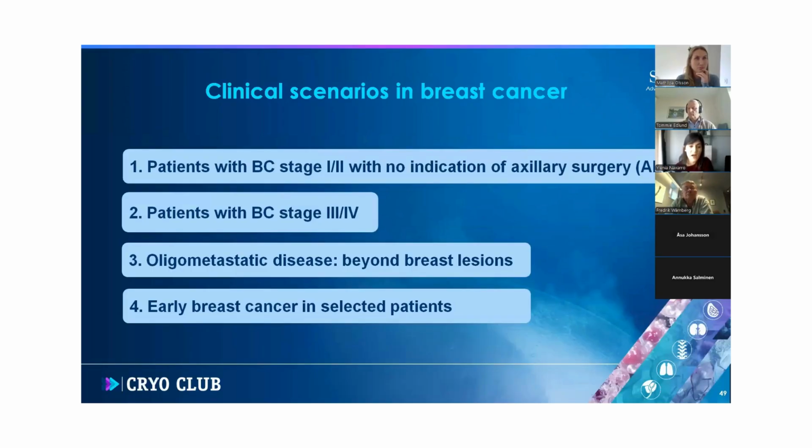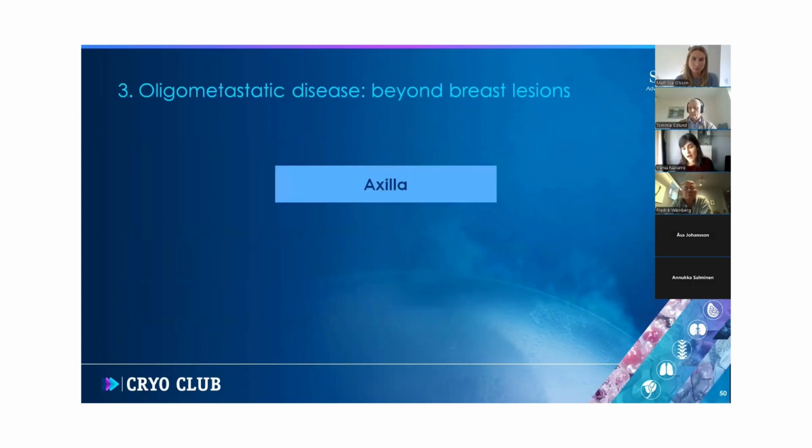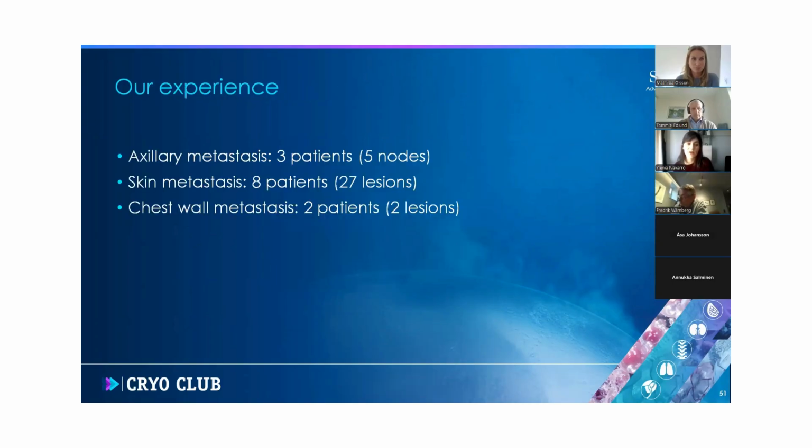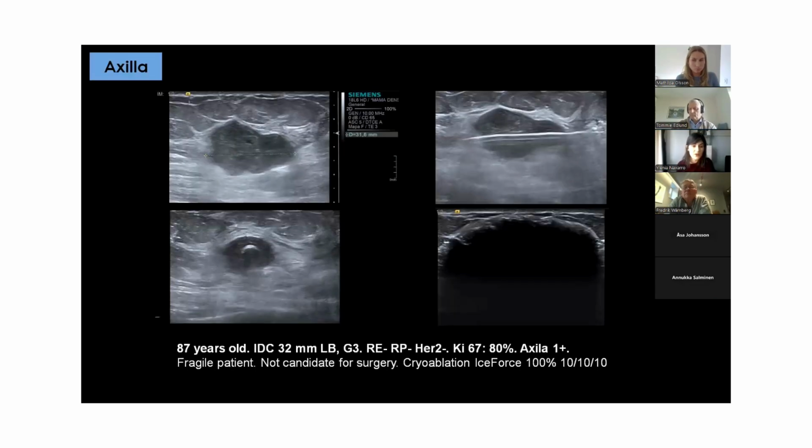Okay, now let's see how we can treat also local metastasis in the breast with cryoablation. We have treated axillary nodes, metastatic axillary nodes, also skin metastasis, and chest wall metastasis. About numbers, we have treated 3 patients with axillary metastasis, in total 5 nodes, 8 patients with skin metastasis, in total 27 lesions, and 2 patients with chest wall metastasis, in total 2 lesions. So I'm going to show you one of those patients in which we treated the axilla.